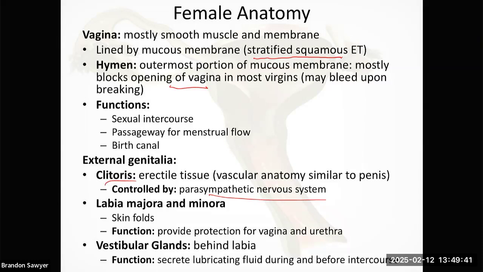So the vestibular glands are collections of glands. There's a bunch of different ones. They all have different names, but we'll just call them all the vestibular glands for the purpose of this class. These sit behind the labia and secrete different lubricating fluids in preparation for and during intercourse. That bottom line there says function: secrete lubricating fluid during and before intercourse.